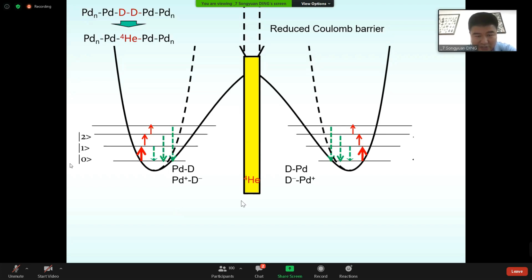Suppose it is the nuclear reaction state. So now we build the coupled model like this, and this is the final state here. So the anharmonicity makes the Coulomb barrier potential here significantly reduced.